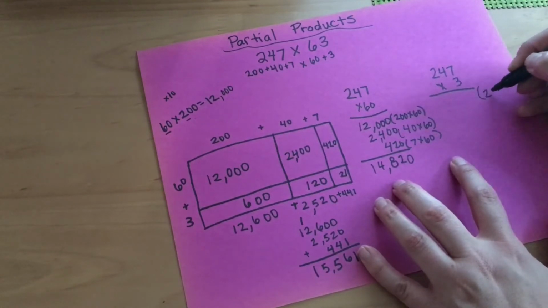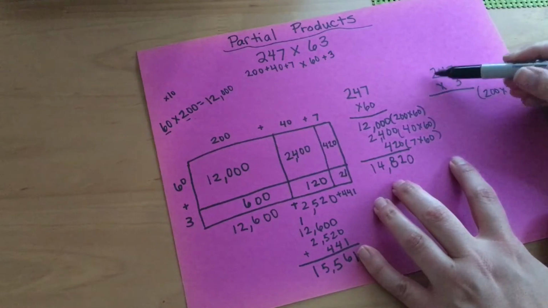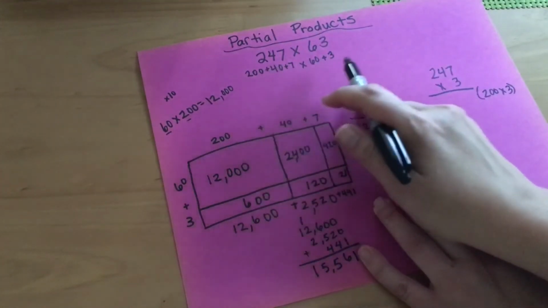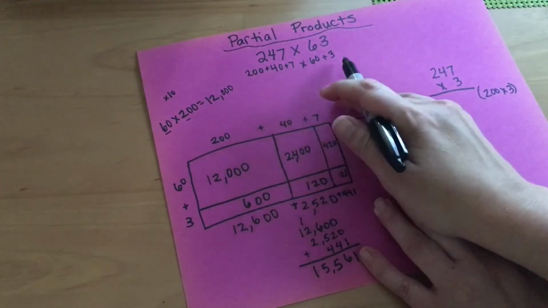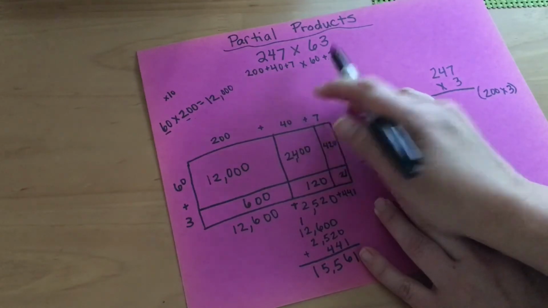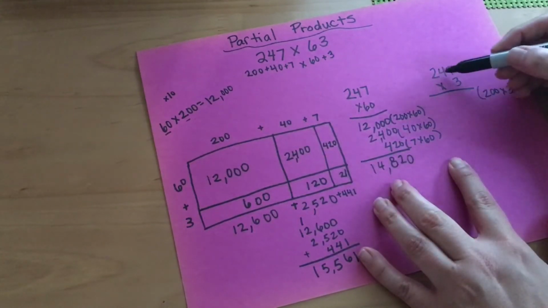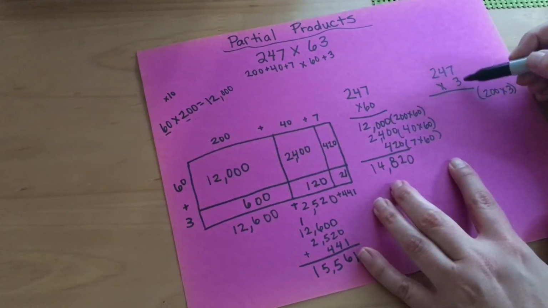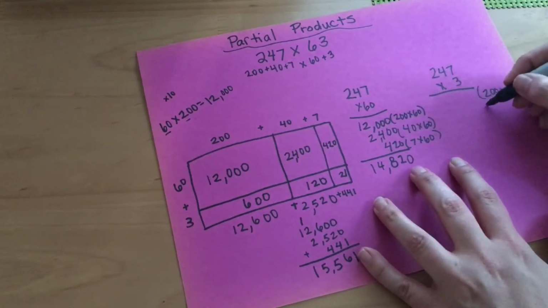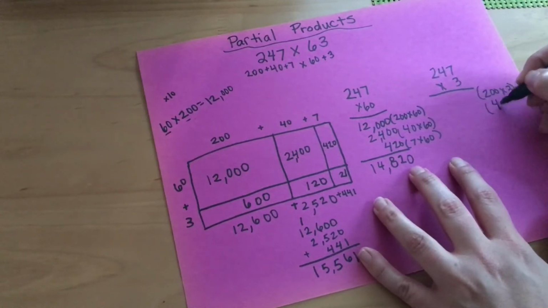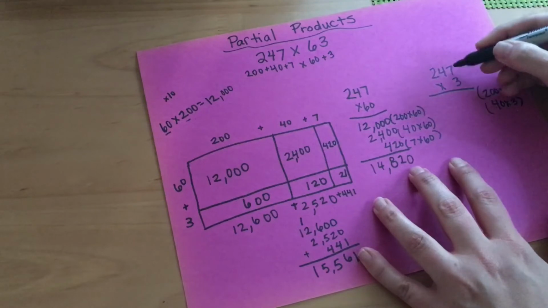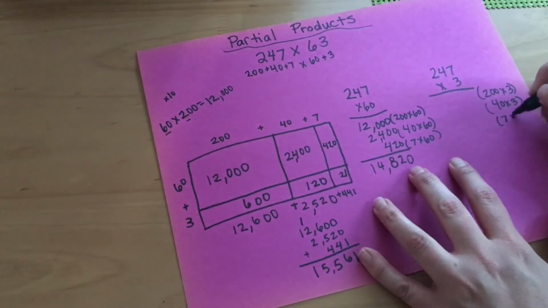Okay, so we're going to multiply 200 times 3. So 200 times 3, 40 times 3, 7 times 3. So that's what I'm going to write out right here.